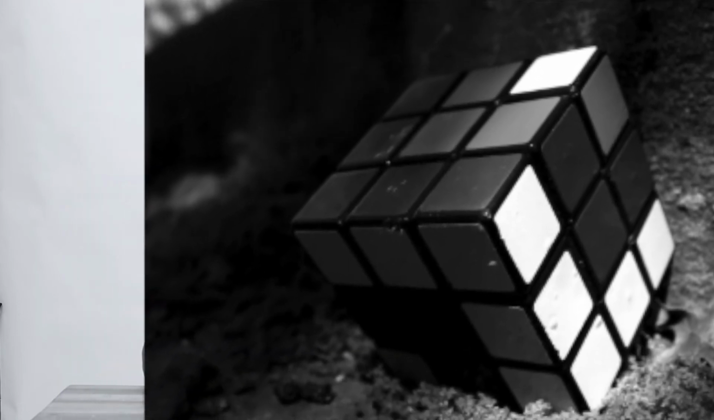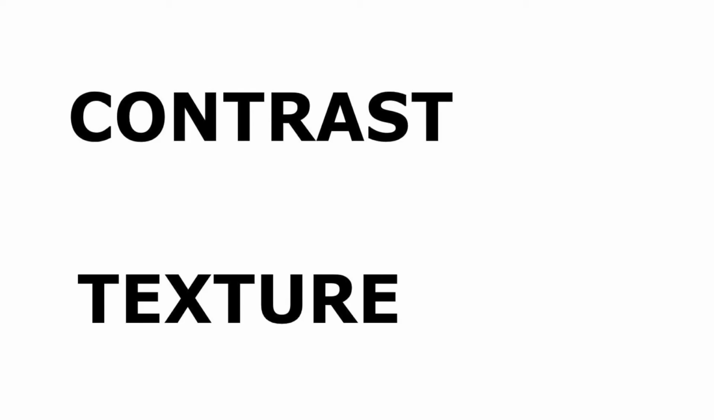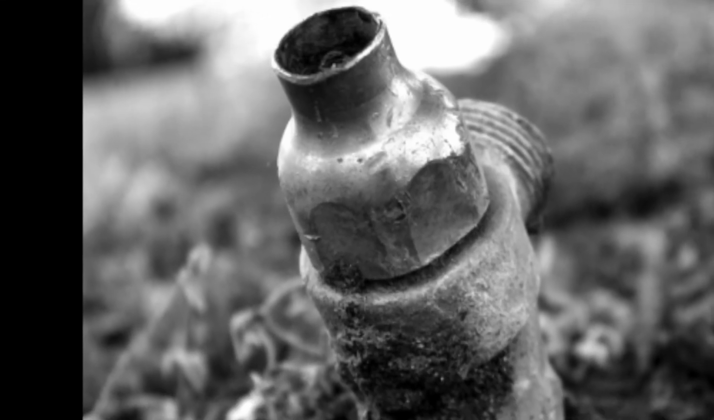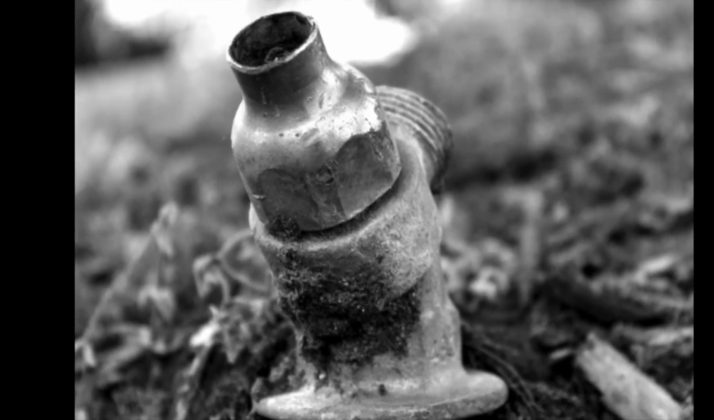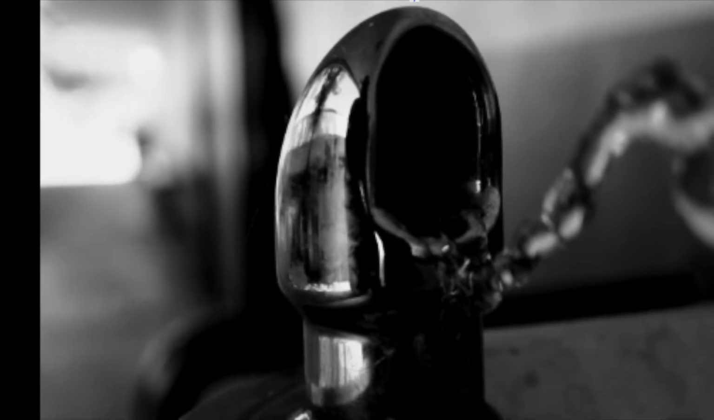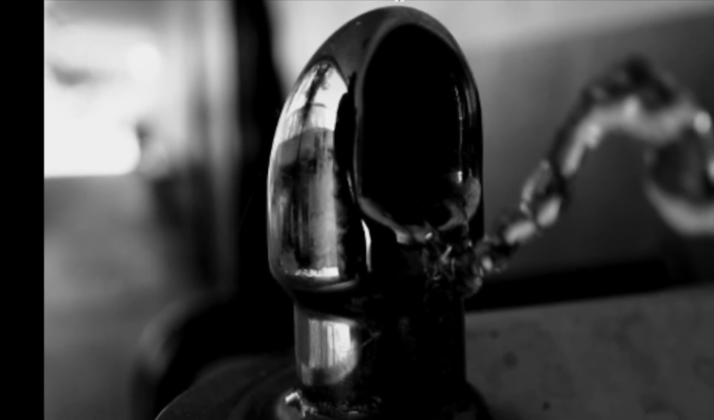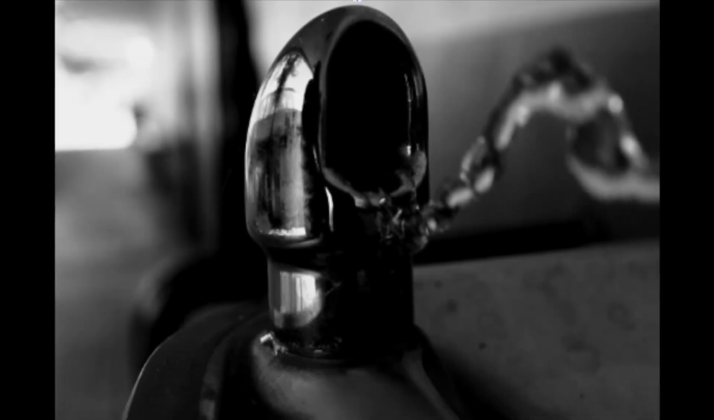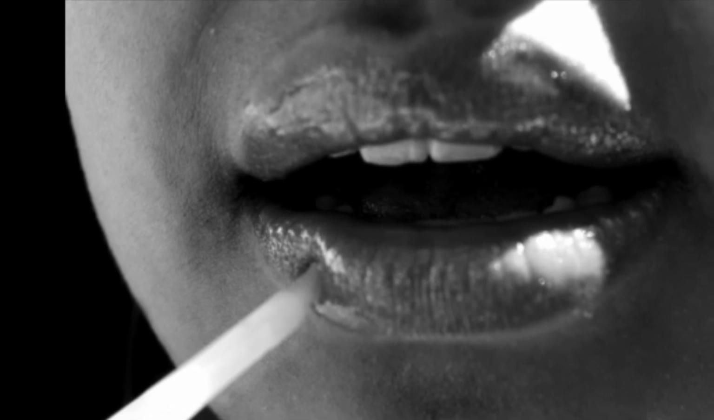Now, the third element that we need to cover for black and white is going to be texture. Now, texture is not as important as shape or contrast. However, the reason we want to include texture is because when we're looking for textures, we're really focusing on the details. And details have a certain punch. And what this will do is it'll make your black and white photography just that much more appealing.